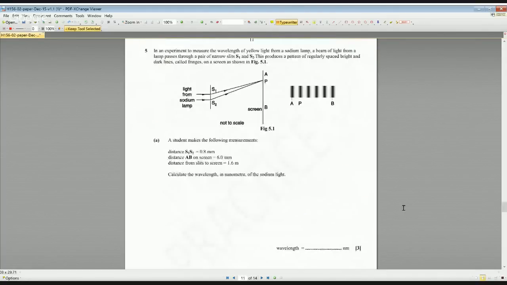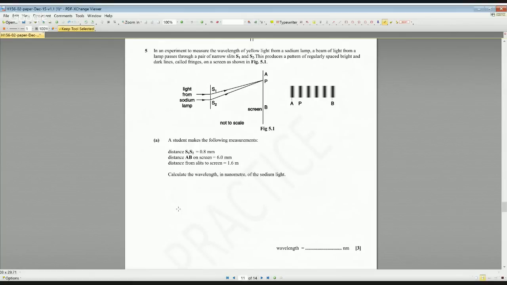On to question 5. We're getting towards the end of the exam paper now. Don't forget there will be a bit of time at the end to take some questions. On to question 5, we have a Young's double slit experiment. The question should be relatively straightforward.